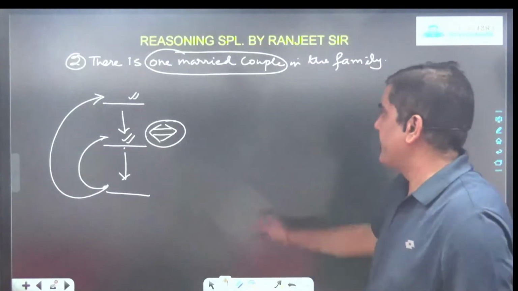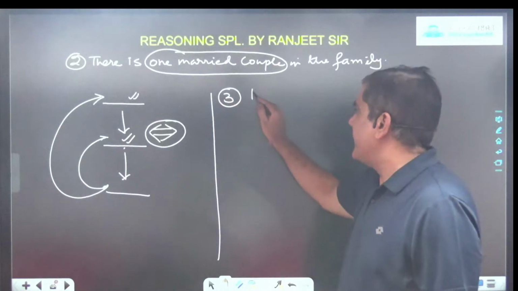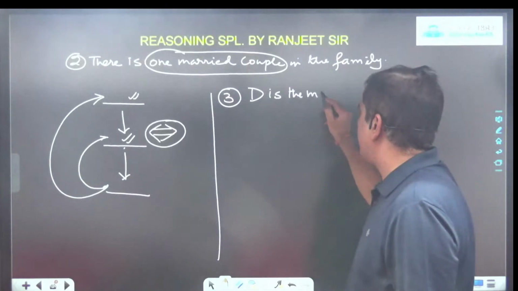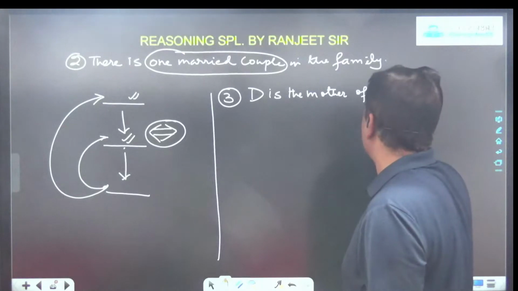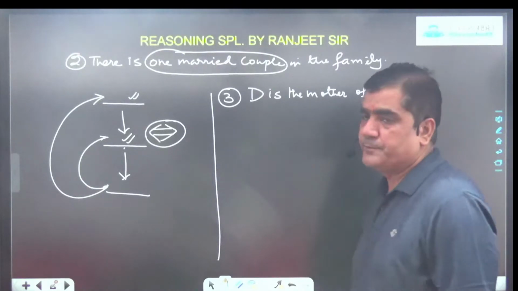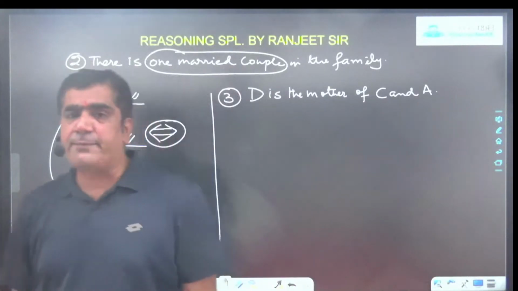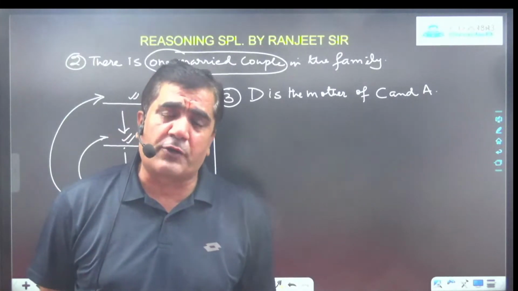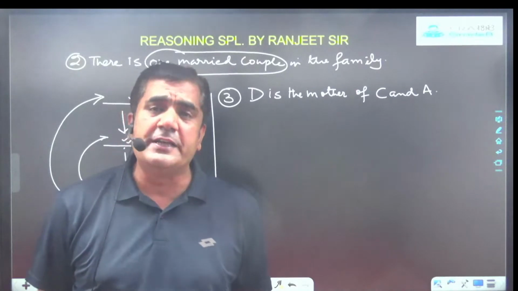Okay, now let's talk about the third statement. Suppose they say D is the mother of, let's say, C and A. D is the mother of C and A. So whenever this statement comes, what conclusions can we draw from it?